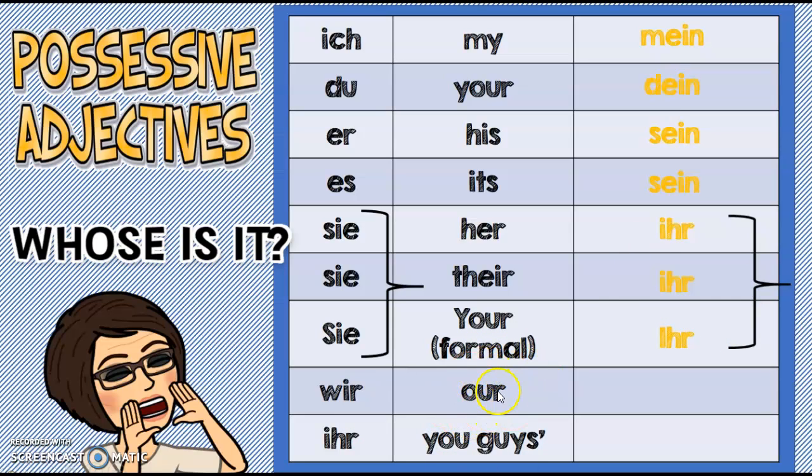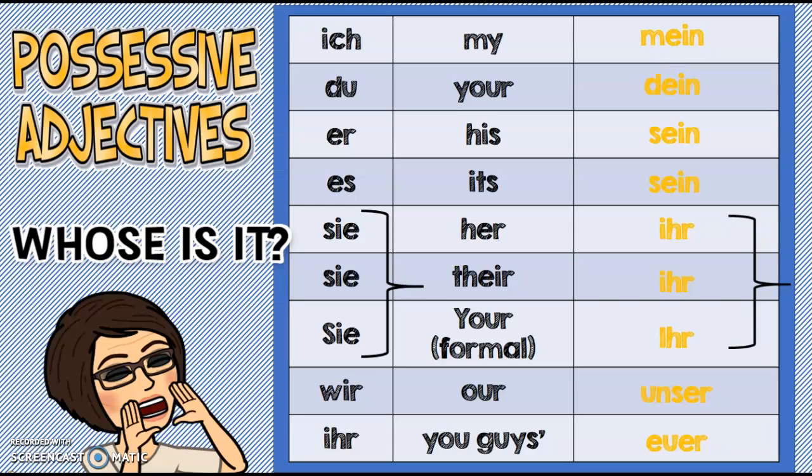Our, whose is it? It's our mother, is unser. And you guys's, which doesn't really exist in English, but it does in German, is euer. You guys's homework is due tomorrow. Eure Hausaufgaben. So those are the possessive adjectives.